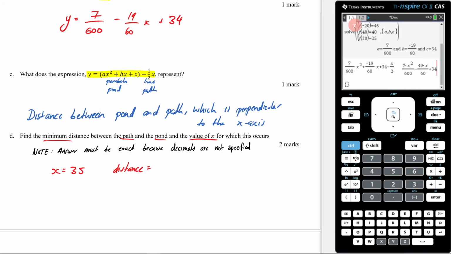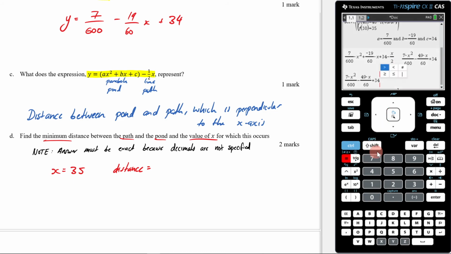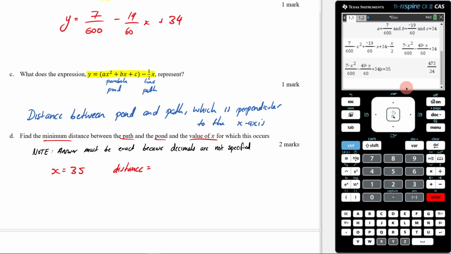Now, it just so happens that this 35 is an exact value. So we could come over here, take this value and go Control V such that x is equal to 35. And we will get 473 on 24.